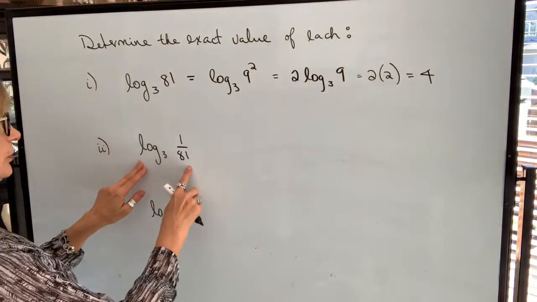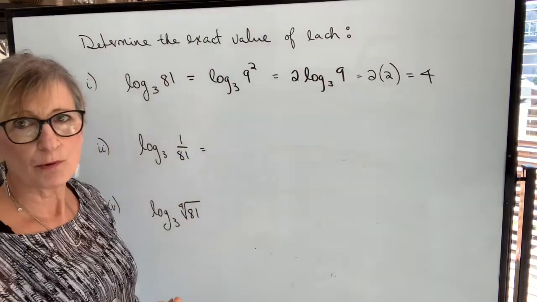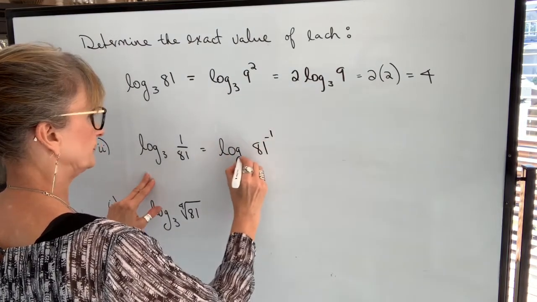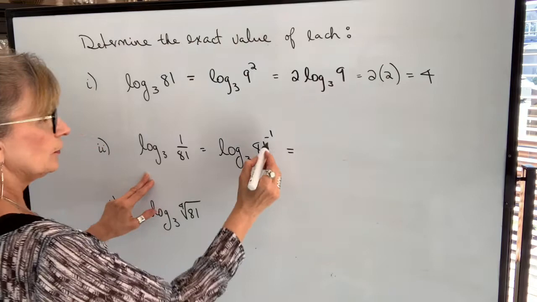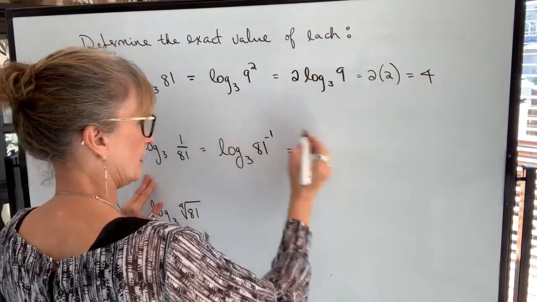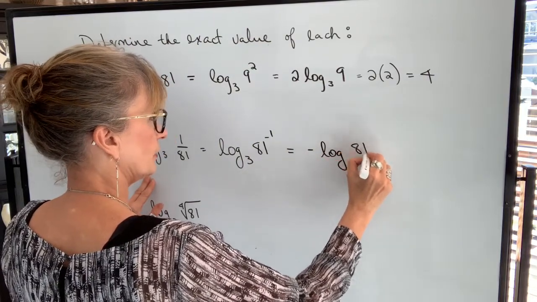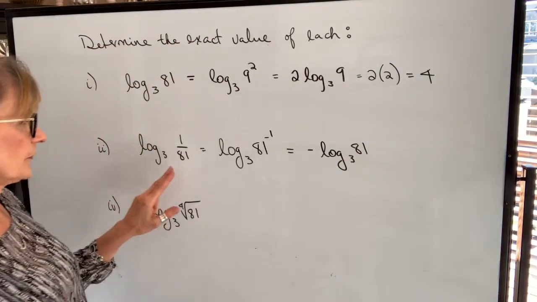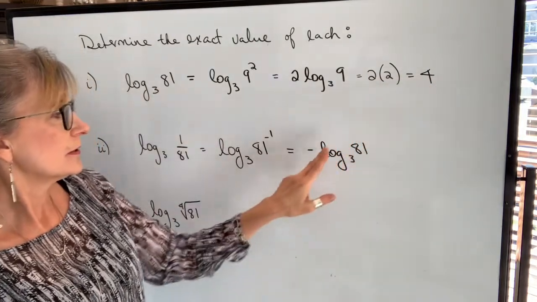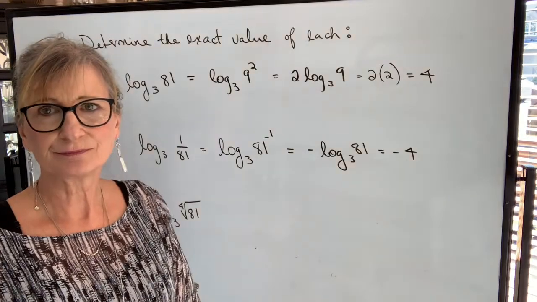The next example, you might want to write that instead of working with 1 over 81, you might want to express that as 81 to the negative 1. We can pull that negative 1 exponent out front as a coefficient, so that will be negative log of 81 base 3. And then we already know that the log of 81 is 4. We have a negative 1 coefficient, so we would get negative 4 as a result.